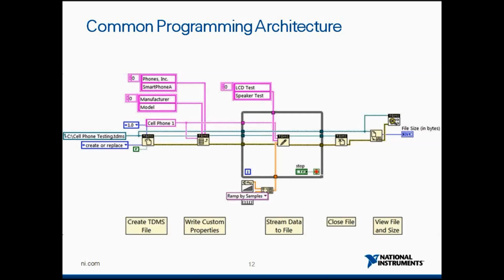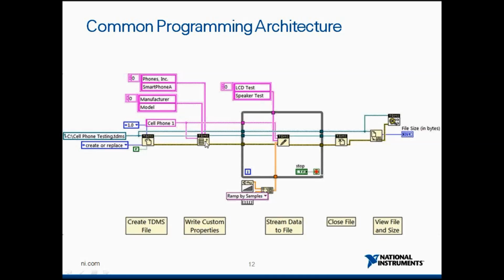The common programming architecture remains mostly the same as you saw for basic file I/O. I'll be creating a file, that is, I'll be creating a reference to a TDMS file. Then I'll be performing a streaming to a file, that is reading or writing. And finally, I'll be closing the file. But apart from these basic things, I can also do several other stuff.